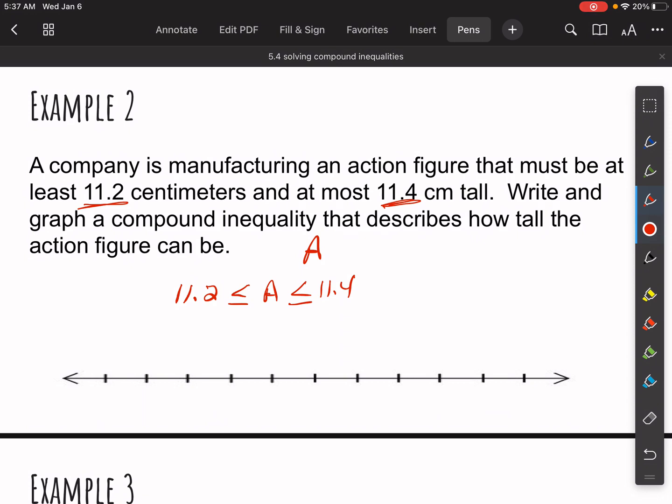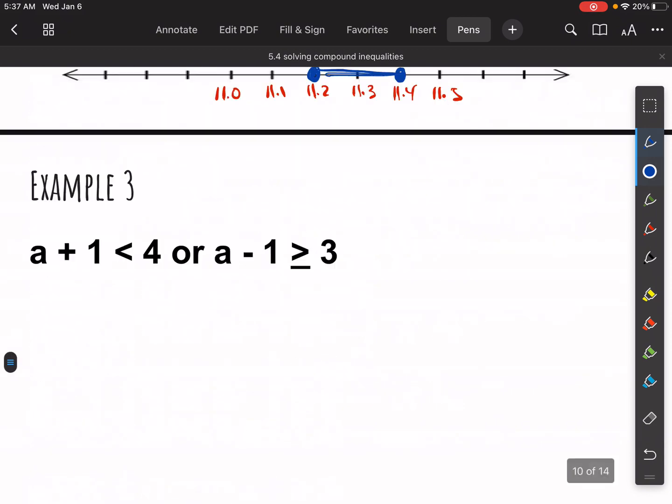So to graph this, I might just go by tenths. So I might just say, okay, this is 11.0, 11.1, 11.2, 11.3, 11.4, 11.5. And we're saying we're in between or equal to those things. So I'm going to go ahead and graph that. We'll do that in blue. So we're going to start with a solid circle at 11.2, go to 11.4. Somewhere in between here is where the action figure height has to be. Okay, somewhere in between there.